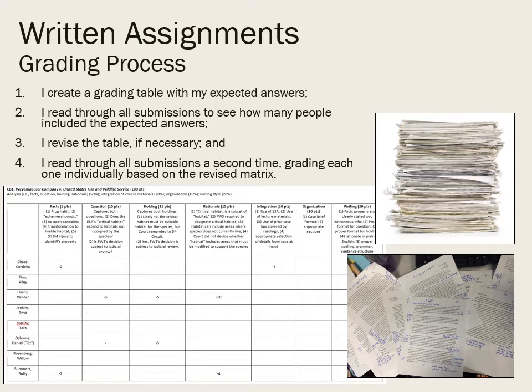Because my feeling is if multiple students have missed a certain element, that's because I didn't teach it well enough. And so I do take that into account. So after I have revised that grading table, I go back, I read each assignment individually, and I grade it. While I'm doing that, I try to provide constructive feedback, not only on the substance of the assignment, but also on writing style. I only deduct points once for a particular error, so you might see that I have marked it repeatedly to point it out, but I am not repeatedly deducting points.